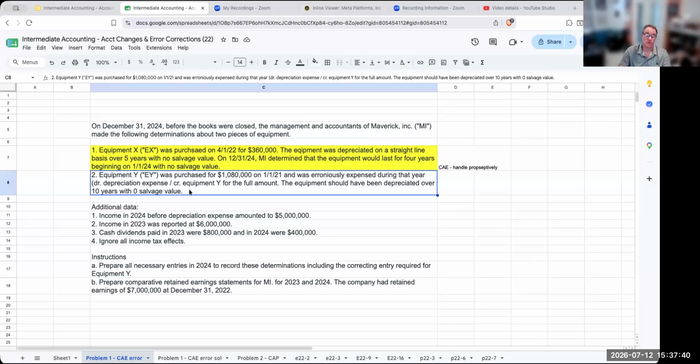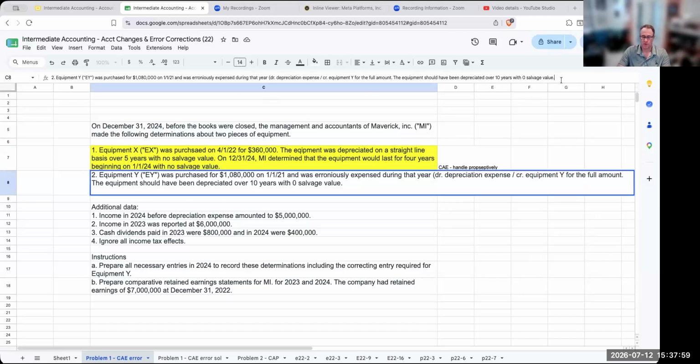Equipment Y was purchased for $1,080,000 on January 1st, 2021, and was erroneously expensed during that year, debiting depreciation expense and crediting equipment for the full amount. The equipment should have been depreciated over 10 years with zero salvage value using straight line depreciation.